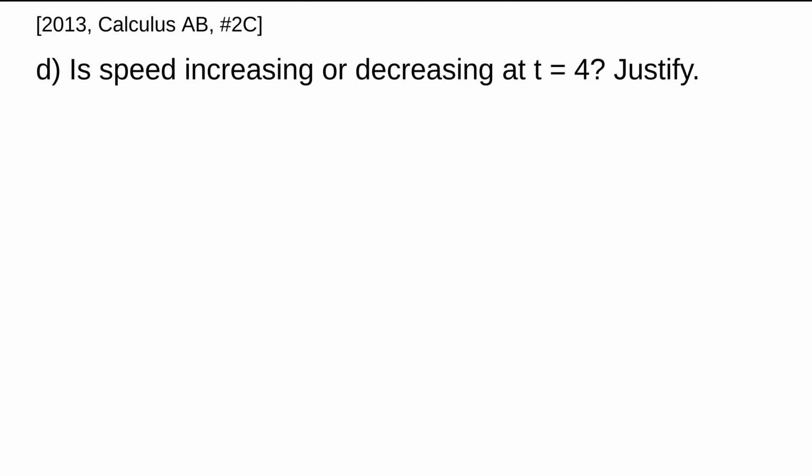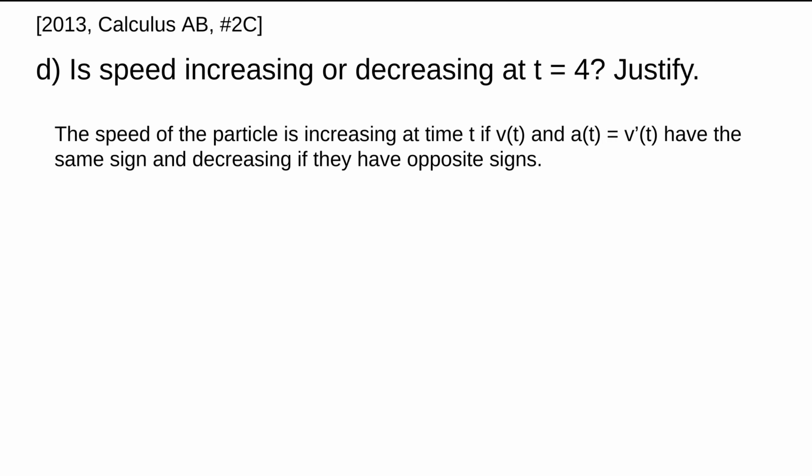In part D of this question, we are asked if the speed of the particle is increasing or decreasing at t equals 4. To determine if the speed is increasing or decreasing, remember we do not necessarily need values for v of t and a of t, the acceleration function or the derivative of v, at t equals 4, but we do have to know the signs and we have to compare those. So the speed of this particle will be increasing if v of 4 and v prime of 4 have the same sign, and it will be decreasing if they have opposite signs.